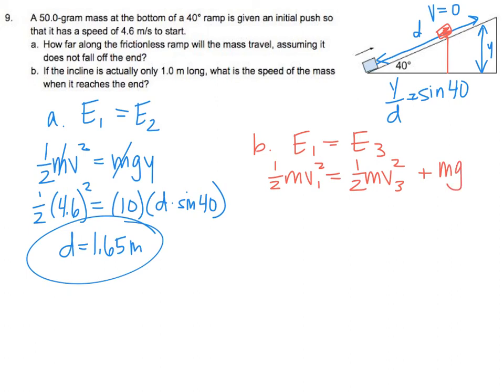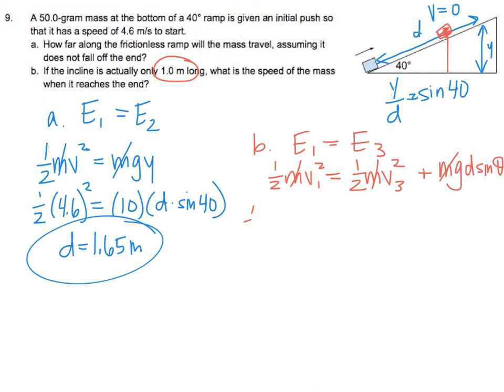But again, they're not giving me y, they're giving me a distance along the incline. So I'm going to make that same substitution, d times the sine of my angle. And I can again cancel out my masses, which is nice.